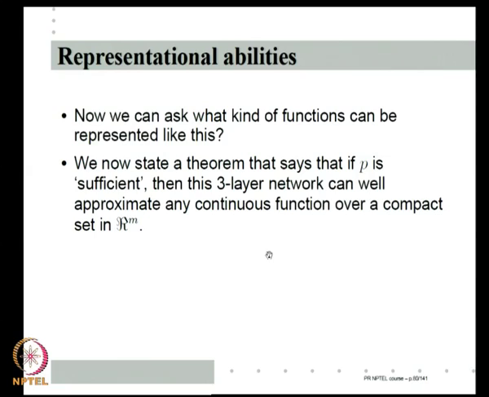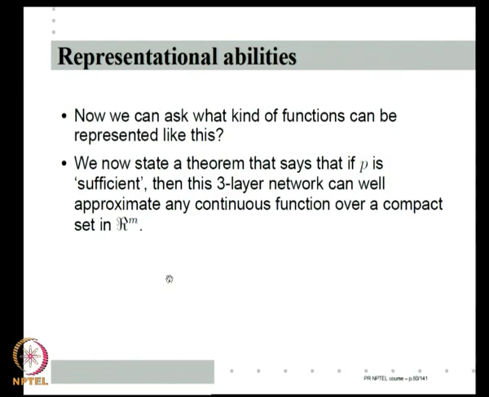We now state a theorem which says that if p is sufficient, then this 3-layer network can approximately represent any continuous function over compact sets in R m, right. Given any compact set in R m, if those of you do not know what a compact set is, simply take it as a closed, bounded set, like a cylindrical set of closed intervals. So, given any compact set in R m, we can approximate any continuous function by such a network.